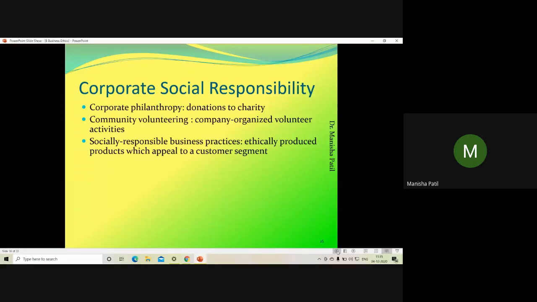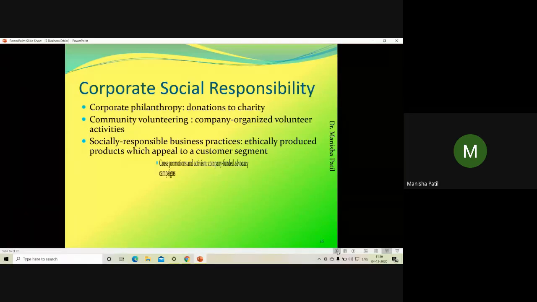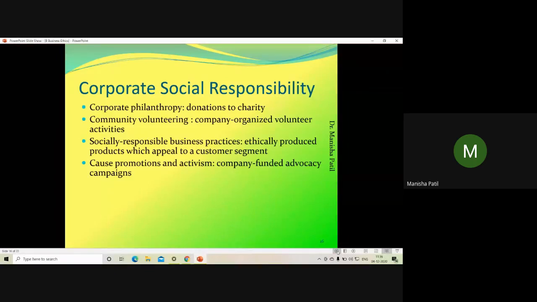Third one, socially responsible business practices. Ethically produced products which appeal to a customer segment. For example, products which are made without using child labor. Next one, cause promotions and activism. That is, company-funded advocacy campaigns.